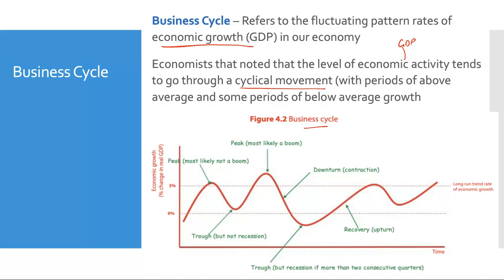You can see here that we have what we would say is the long run trend of economic growth. So the average economic growth in this theoretical economy is 3%. And you can see there are times when we have above average growth and sometimes when we have below average growth. And what does this look like? It looks like a cycle, the ups and downs of life of our economy. And this is what we mean by the business cycle.